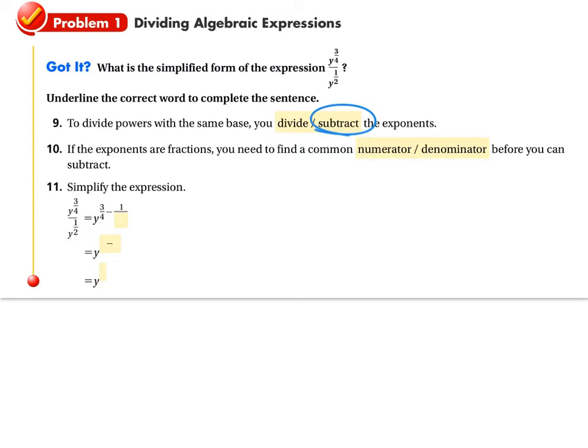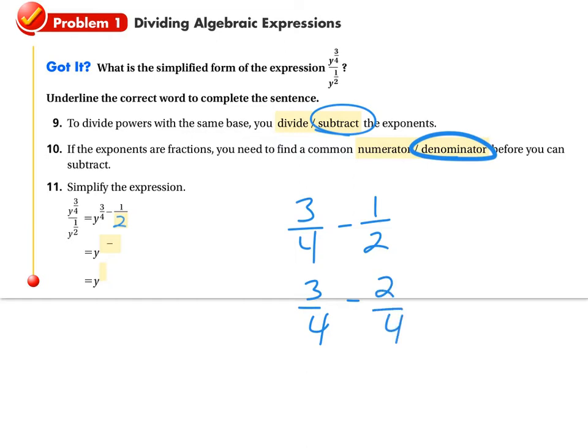Just like in any other fractional problem, if they are fractions, you need to find a common denominator before you can subtract. So if we're going to simplify y to the 3/4 divided by y to the 1/2, we're going to have y to the 3/4 minus 1/2. So we have to find a common denominator of 3/4 and 1/2. Well, that would be 3/4 minus 2/4, which is 1/4.